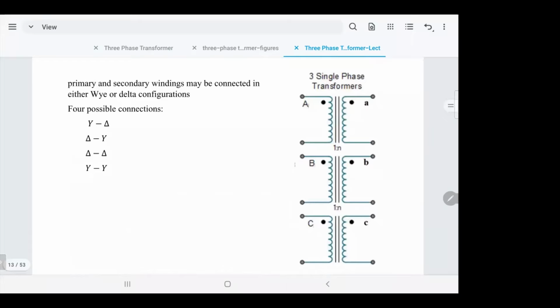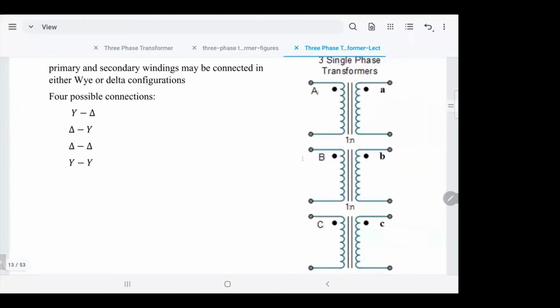You are free to choose whatever connection you need for your application. You might make it YY, Y delta, delta Y. Well, let's just look at how we connect. Let's say that I want to connect this transformer in front of me. Well, this transformer is three single-phase transformers. I have three transformers in this way.